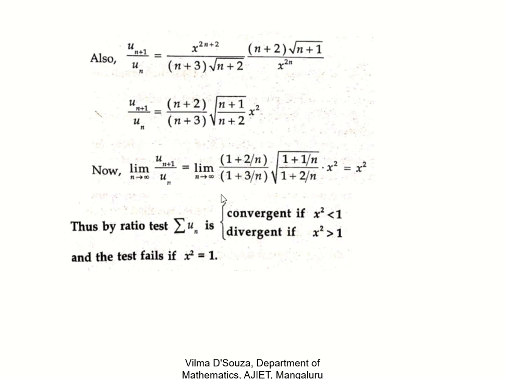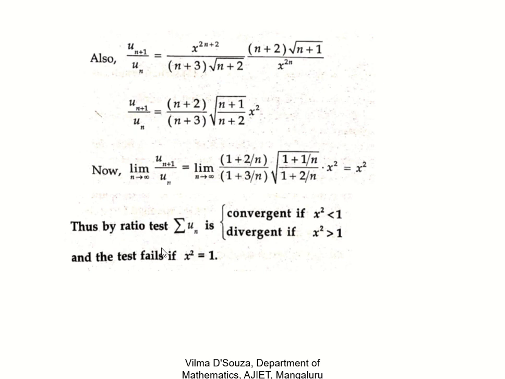As n tending to infinity, you can take n outside to find the limit. If you take n outside, this will be 1 plus 2 by n, and this will be 1 plus 3 by n. So that n gets cancelled from the numerator and denominator. Here also root n, 1 plus 1 by n, 1 plus 2 by n into x square. As n tending to infinity, what is the value? This 2 by n becomes 0, 3 by n is also 0, 1 by n is also 0. So 1, here also 1, into x square.